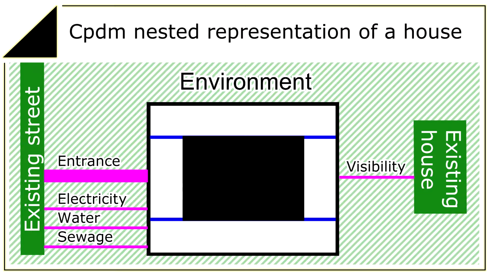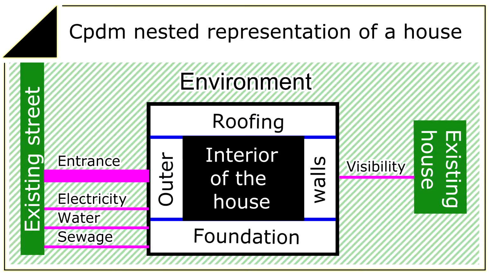Open the house black box. Let the house shell be visible and continue to hide the interior of the house. Identify parts in the house shell white box, such as roofing, outer walls, and foundation.